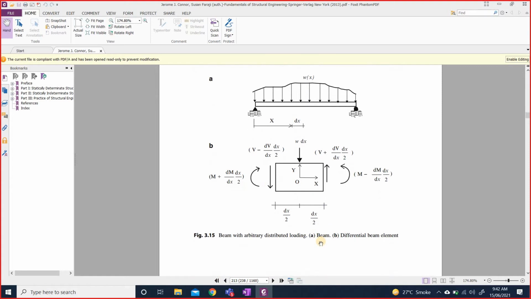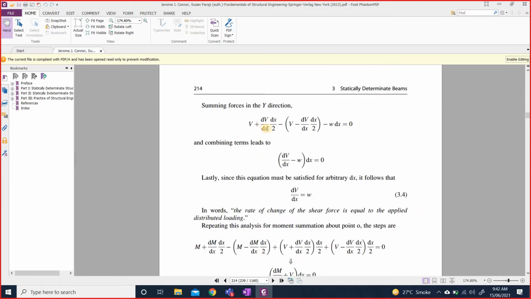If you consider the summation of vertical forces for this segment, you end up with an equation like this. If you combine the similar terms, you can write down dF. When you open this up, you will see that some of the terms cancel out and some of them combine, like dV by dx times dx by 2, plus dV by dx times dx by 2, so that becomes dV by dx times dx. Then you can take this dx term common. Doing some basic mathematics, you can reach this expression.